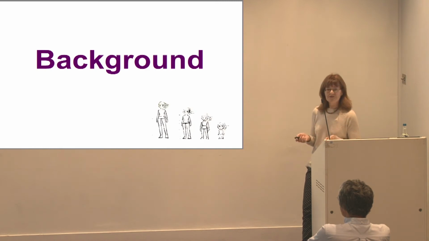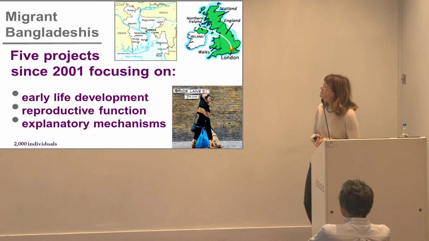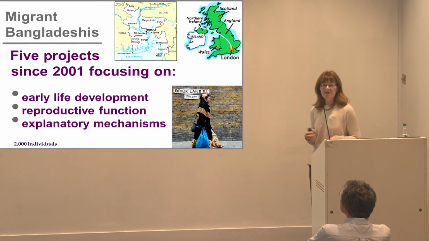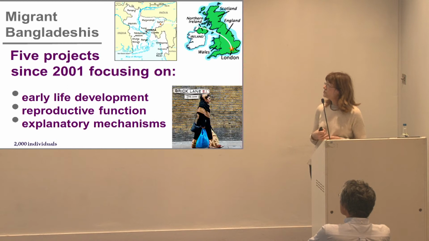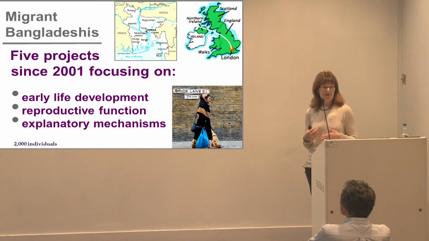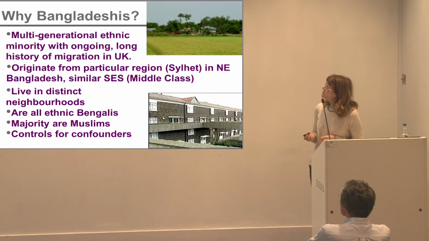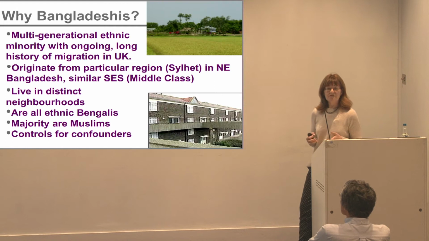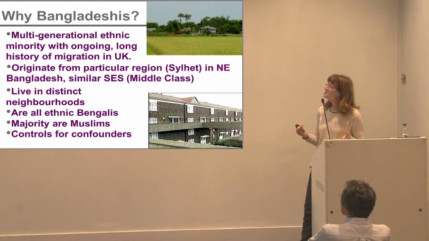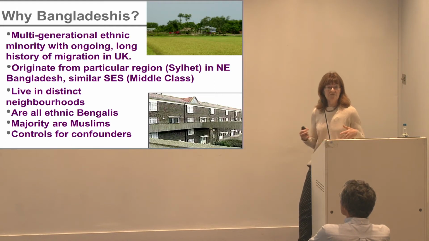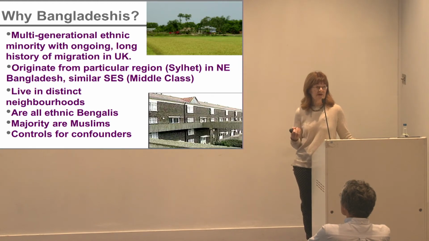Okay, so background info to this. Since 2001, together with my students, postdocs, and collaborators, we've run 5 projects looking at the issue of early life development, reproductive function, and then more recently trying to explain our findings. And as I said, we've been working with Bangladeshis as our model, and you may ask, why did we pick Bangladeshis? Well, there are several reasons that have been very useful in terms of doing later statistical analyses.